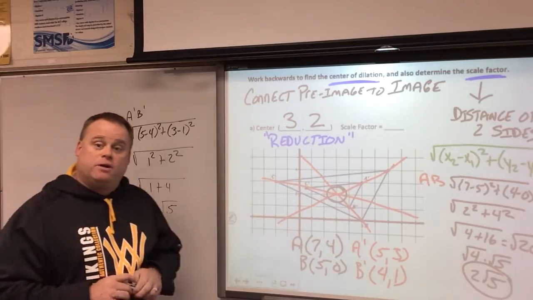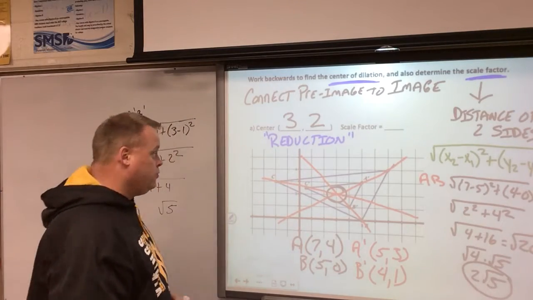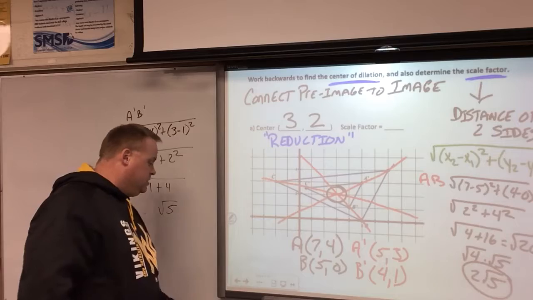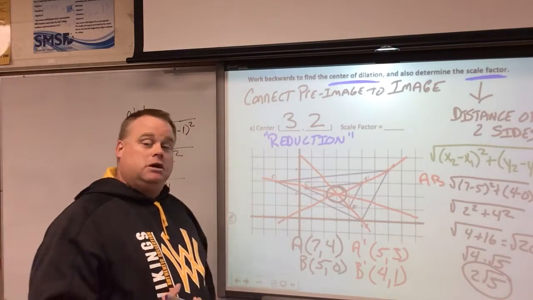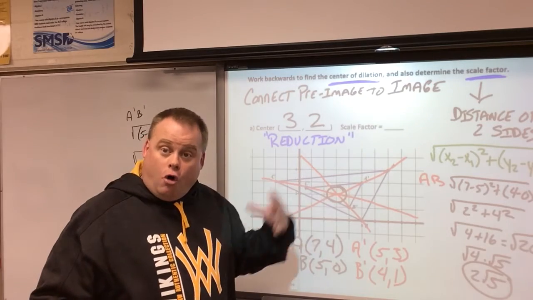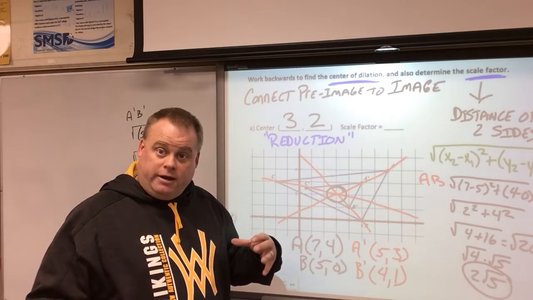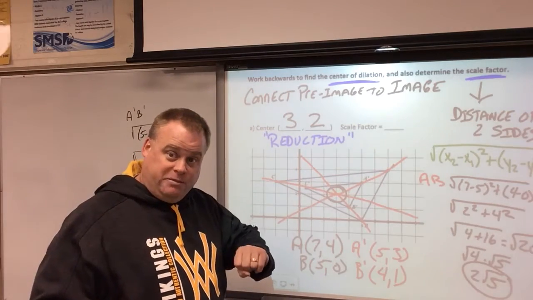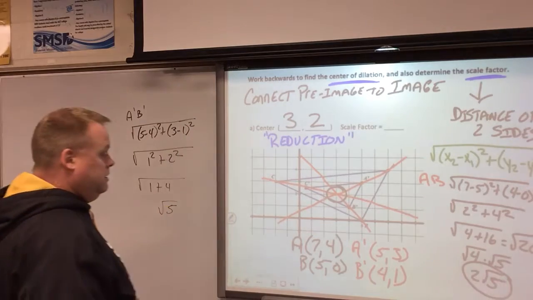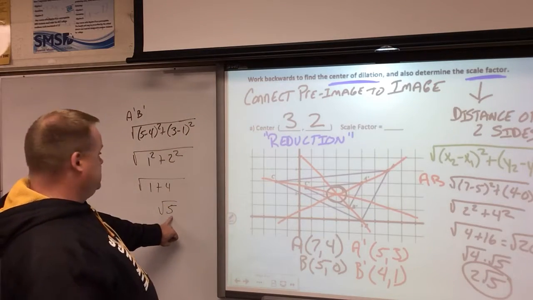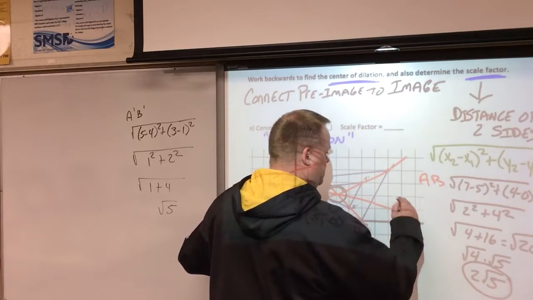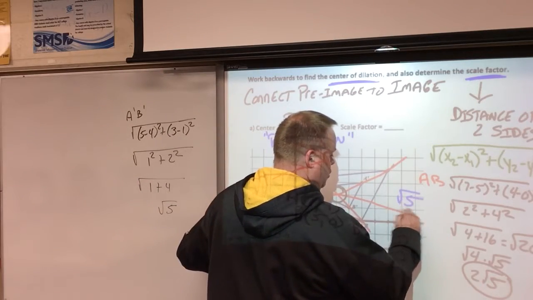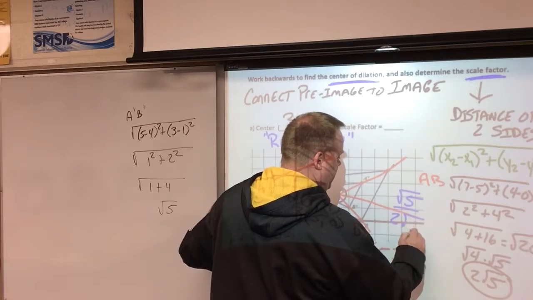That is the square root of 5. Okay? Hopefully you got the same thing I did. So as I look at this, I know I want prime over pre, right? Image over pre-image. So my image is the square root of 5. So square root of 5, I'm going to write it right here, over 2 square root of 5.